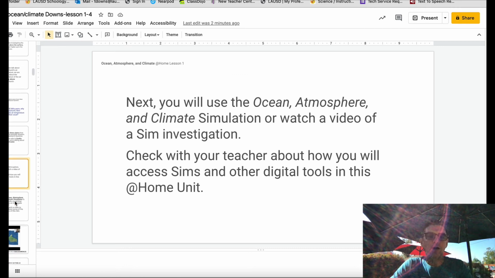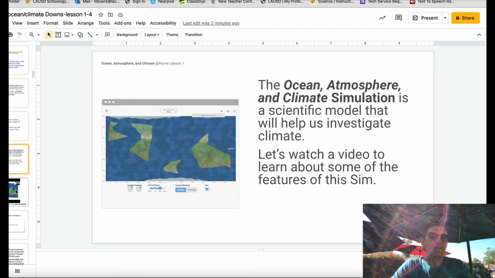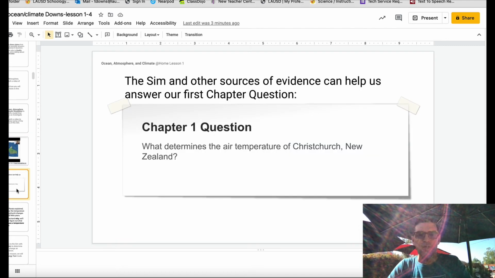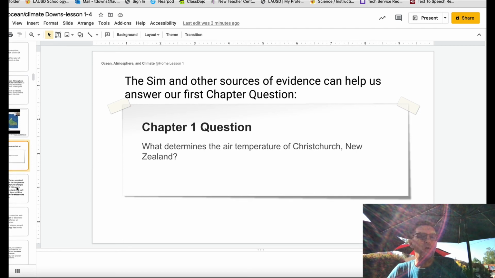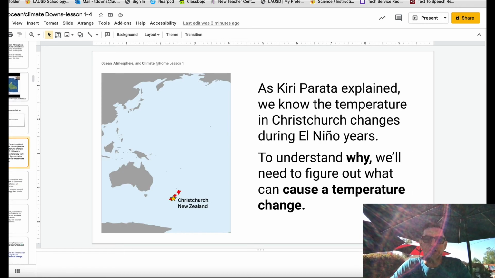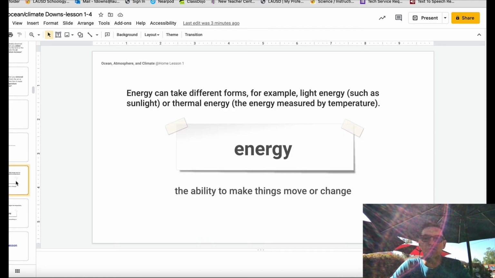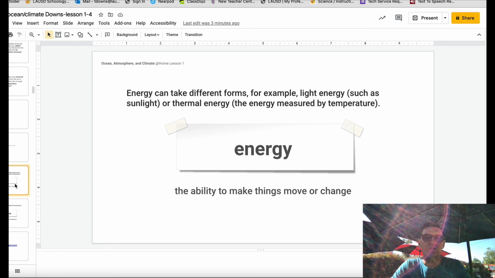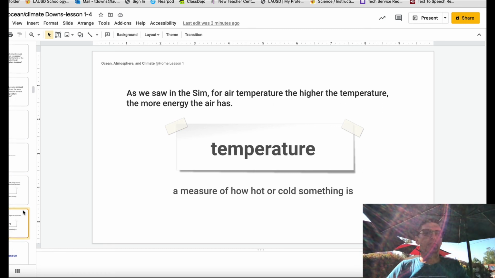Interesting. Now, we're going to use a simulation, but we're going to dive into that tomorrow because we're going to run out of time. So I will play with it in a video for you tomorrow so we can see the question, what determines the air temperature of Christchurch, New Zealand? And we know that to understand why, we'll need to figure out causes of a temperature change. Now, we'll get into all that tomorrow. Right now, let's dive down here, and I want you to just move the energy and the temperature slide to the top.